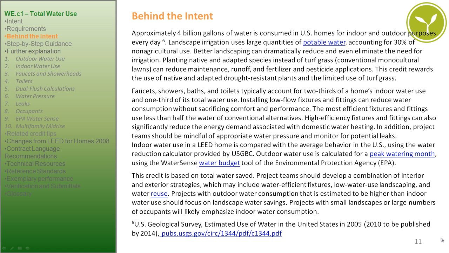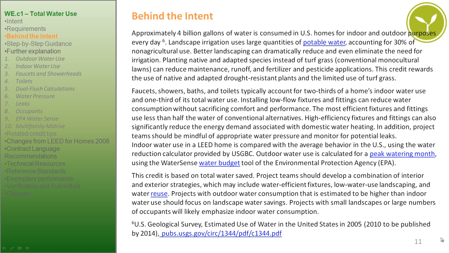Faucets, showers, baths, and toilets typically account for two-thirds of a home's indoor water use and one-third of its total water use. Installing low-flow fixtures and fittings can reduce water consumption without sacrificing comfort and performance. The most efficient fixtures and fittings use less than half the water of conventional alternatives. High-efficiency fixtures and fittings can also significantly reduce the energy demand associated with domestic water heating. In addition, project teams should be mindful of appropriate water pressure and monitor for potential leaks.